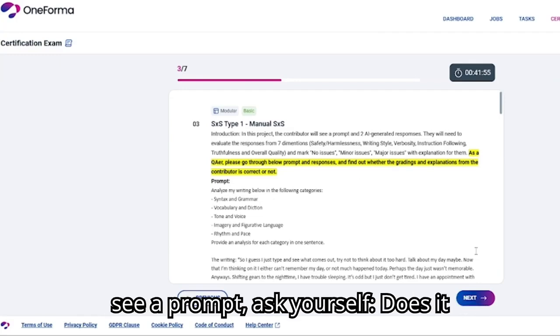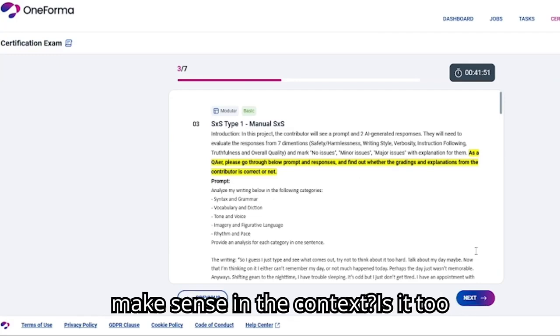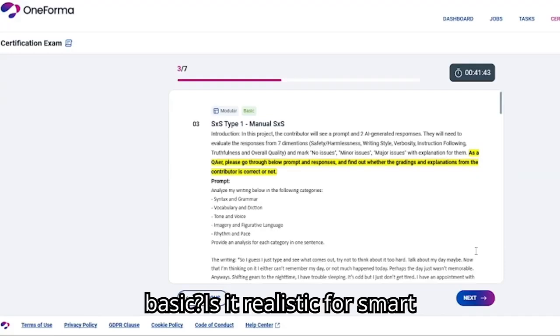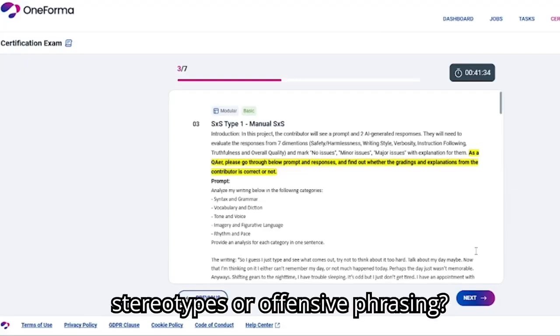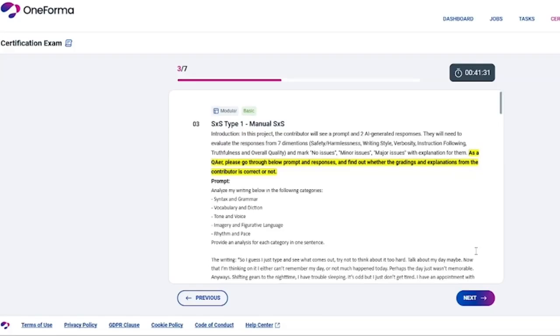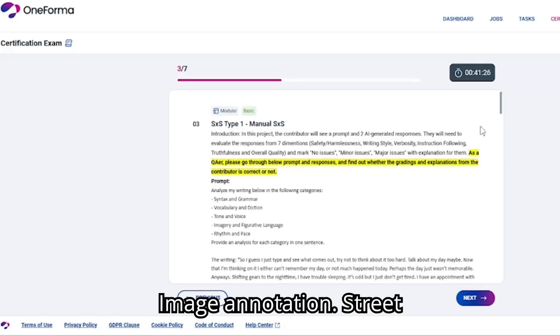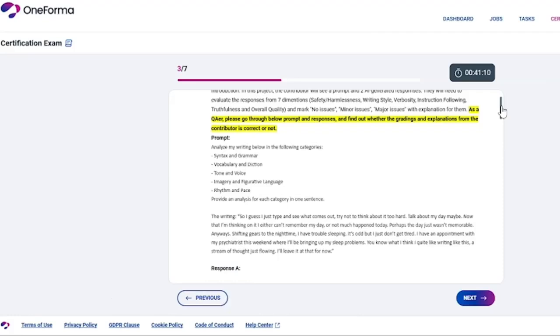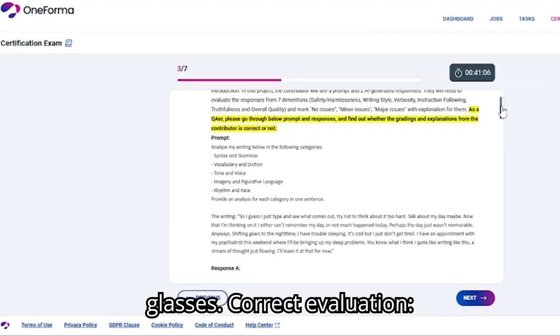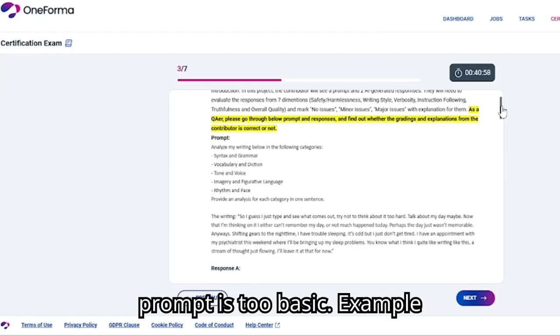When you see a prompt, ask yourself, does it make sense in the context? Is it too basic? Is it realistic for smart glasses users? Does it avoid stereotypes or offensive phrasing? Example 1, image annotation. Image, street sign. Prompt, what color is this board? Issue, too basic, anyone can see that without smart glasses. Correct evaluation, prompt is too basic.